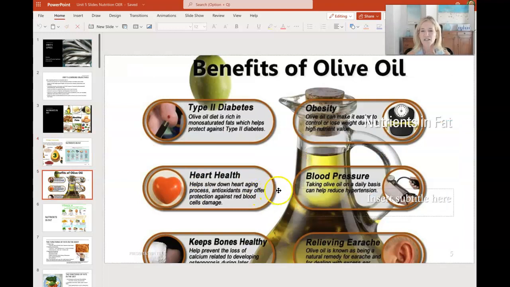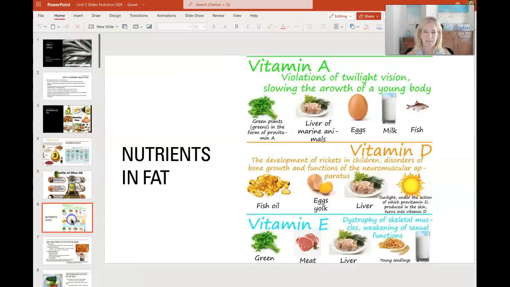Olive oil. Olive oil in particular itself, not just because it's a monounsaturated fat, but because it actually has some different nutrients in it, is particularly helpful for the body. So benefits of olive oil, if you can add olive oil into your diet, there's some great information out there about olive oil. You'll read a little bit about it in the book. So great one to take a look at.